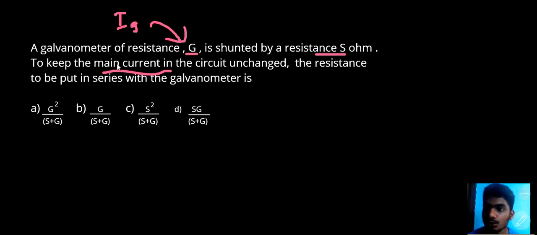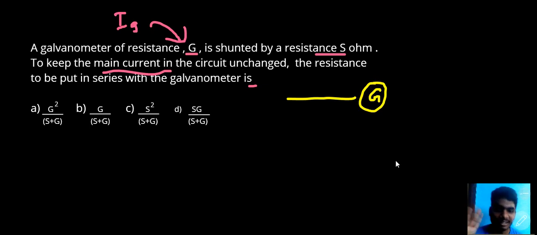To keep the main current in the circuit unchanged, the resistance to be put in series with the galvanometer is. So, what is the resistance that needs to be put in? First of all, the main current in the galvanometer can be said as Ig. So the galvanometer will be written like this. Here we are only going to see the resistance, the galvanometer resistance. The main current received by the galvanometer is going to be Ig.